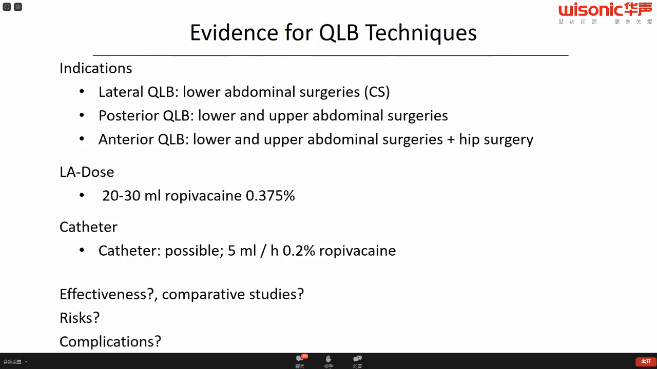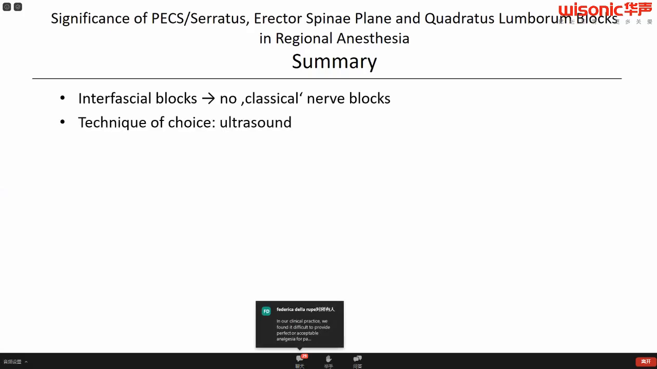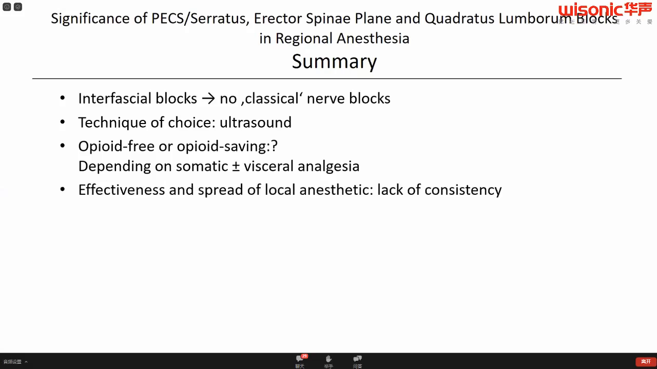We don't know exactly. Let me summarize the significance of PEC, serratus, erector spinae plane or quadratus lumborum blocks in regional anesthesia. First of all, these blocks are fascial blocks. That means these are not classical nerve blocks. The technique of choice when you're doing these blocks is the ultrasound guided technique. If you have an opiate-free or opiate-saving technique depends on if you block only somatic or if you block somatic and visceral fibers. Regarding effectiveness and spread of local anesthetic, we can say there's a lack of consistency.